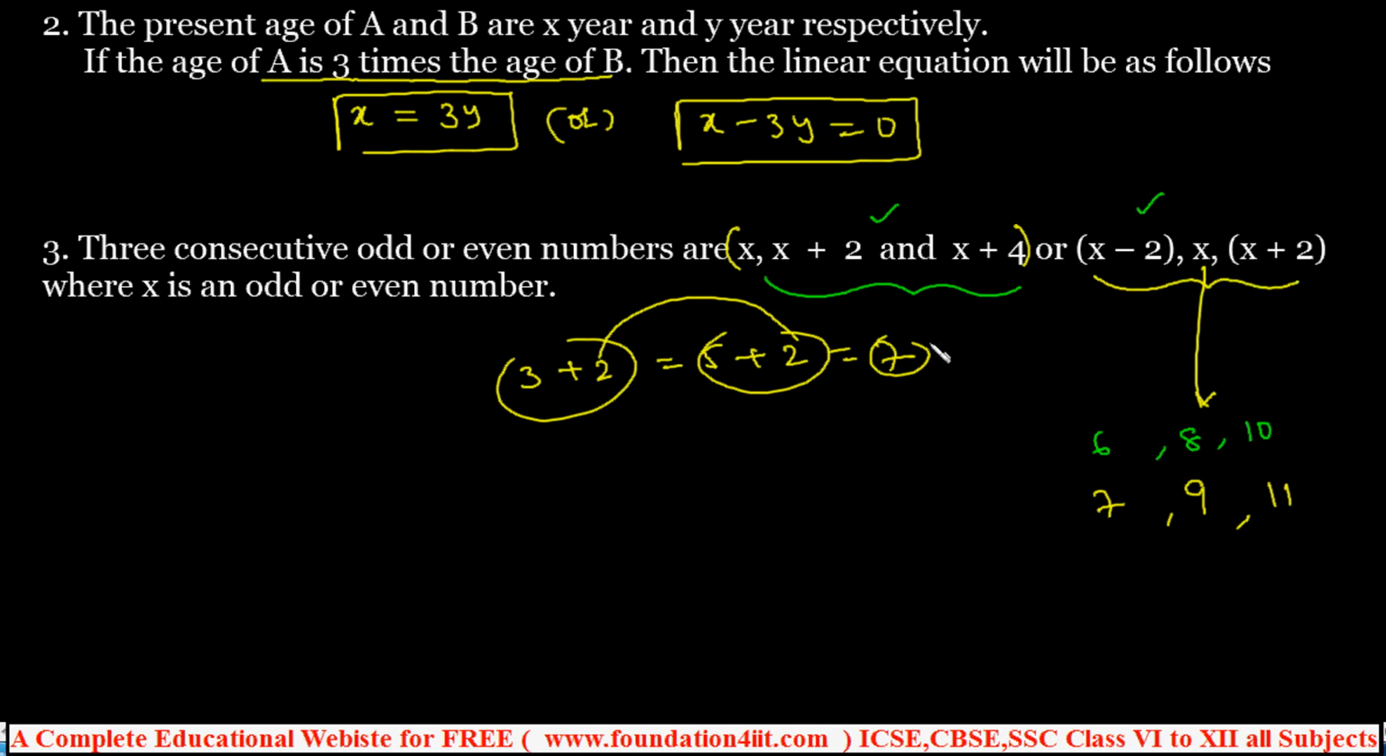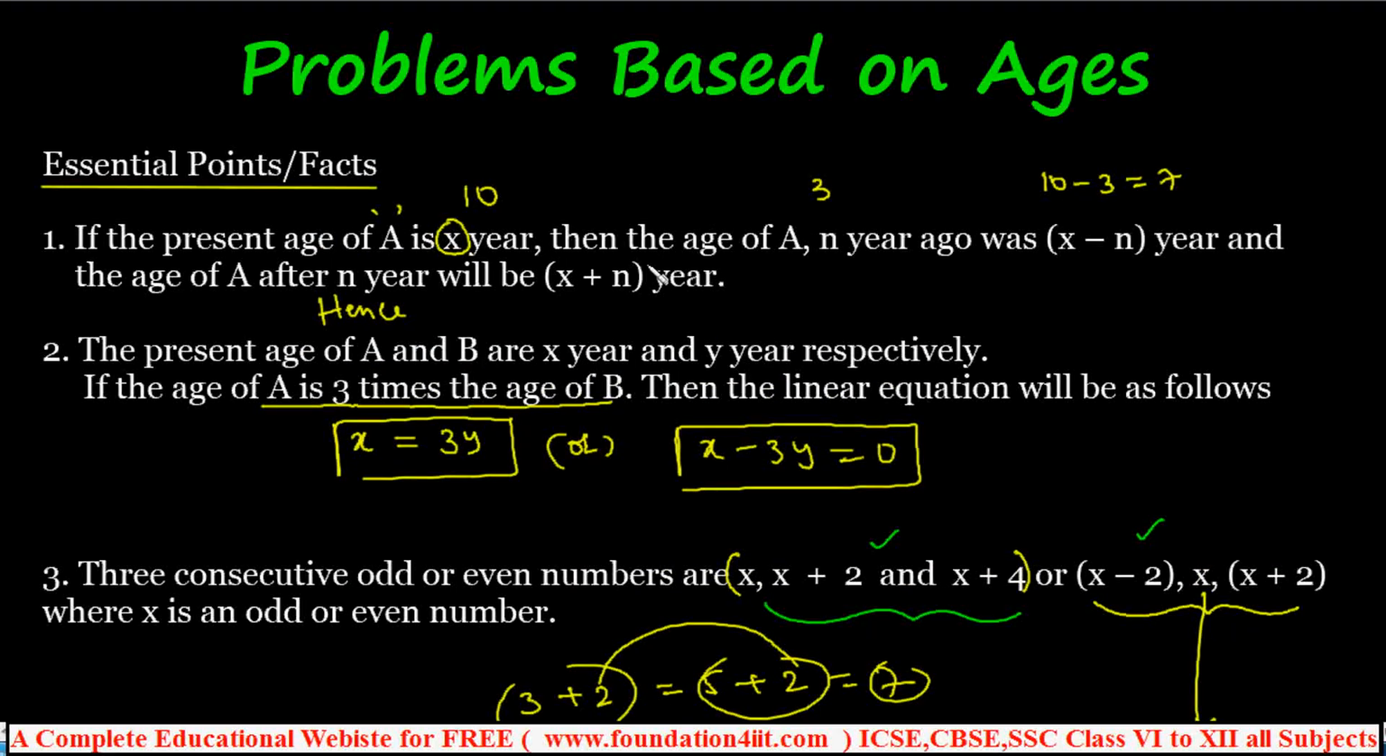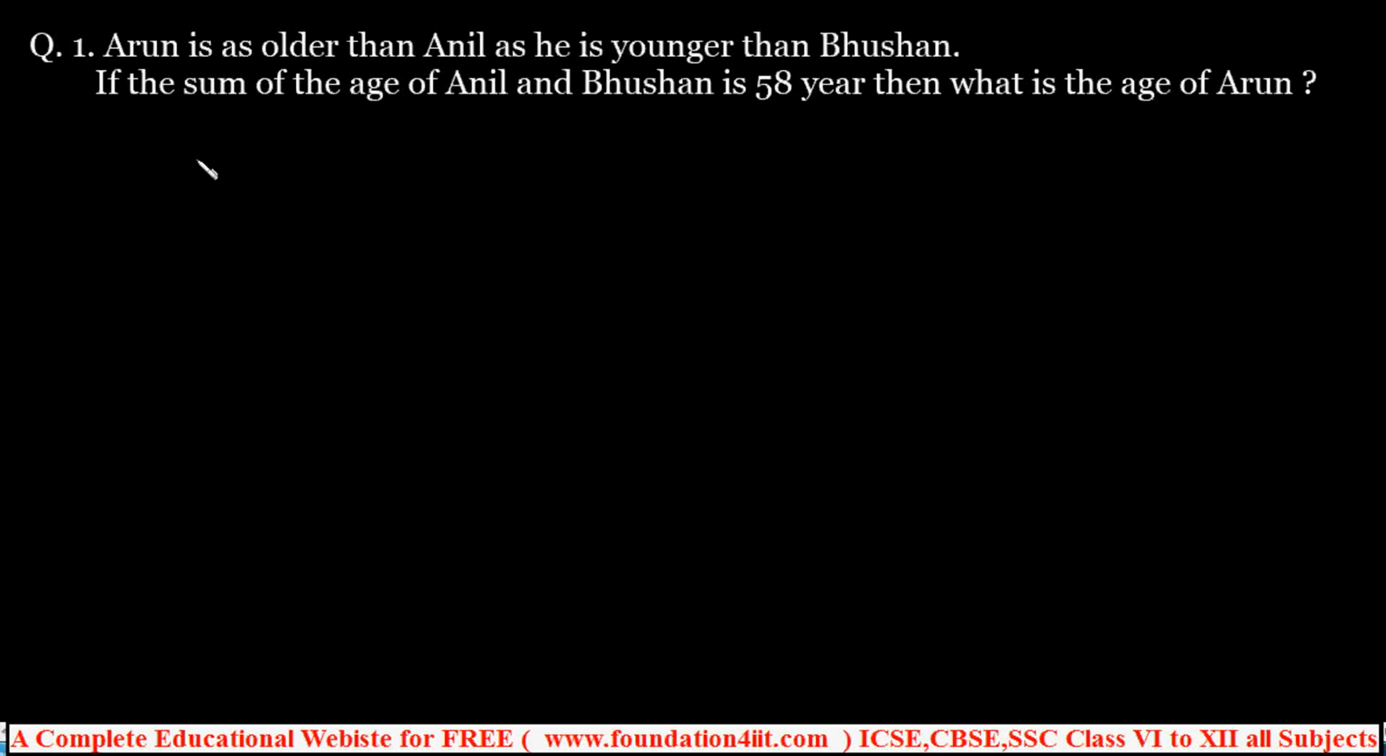So let us see the problems now, using these three statements, how to apply them in problems based on ages. How the questions will come from the examination point of view, and how to understand all of those, we'll see now, question-wise. Now let us see the problems here. The first one: Arun is as much older than Anil as he is younger than Bhushan. We need to understand this single statement clearly. And if the sum of the ages of Anil and Bhushan is 58 years, then what is the age of Arun?